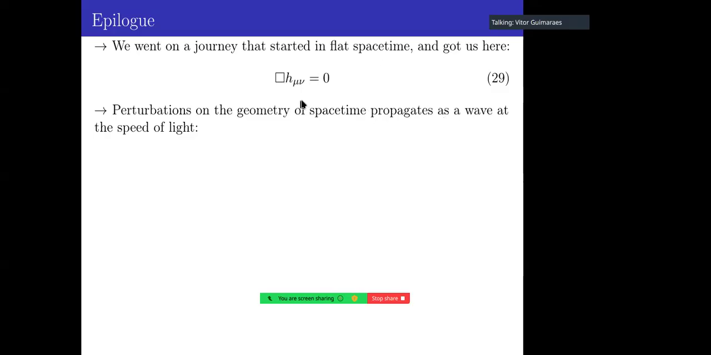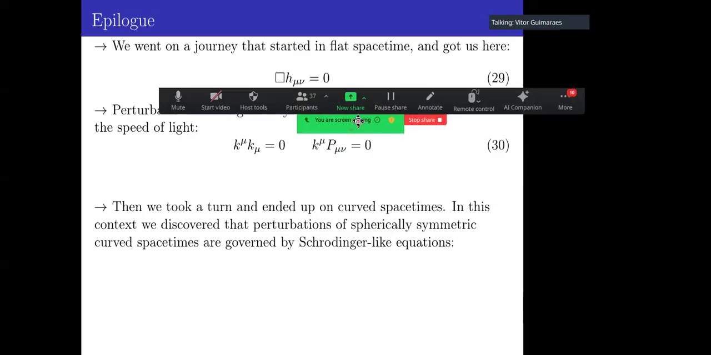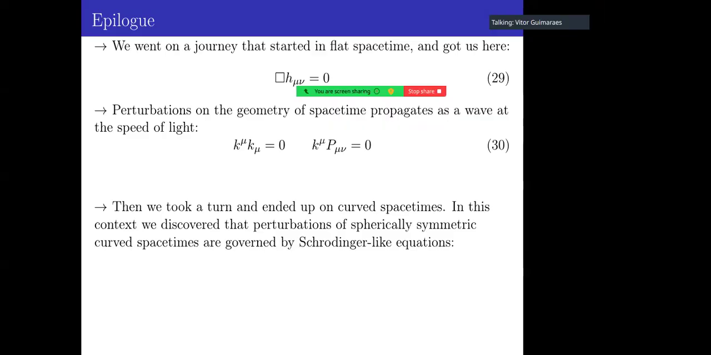We put the ansatz of the plane waves here in the wave equation and in the Lorentz gauge equation, and we saw that these are the equations it yields. So not only does this wave propagate at the speed of light, but also, as with electromagnetic waves, it only has transverse polarizations, right? And then we took a turn and we went to curved spacetimes to take a look at how this is going to play out in curved spacetimes, okay?